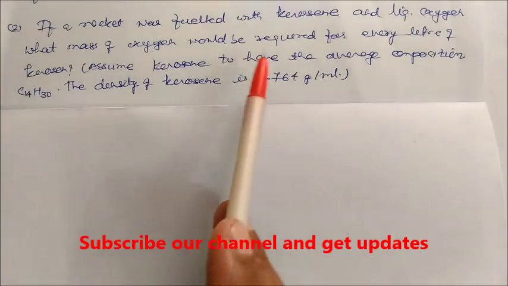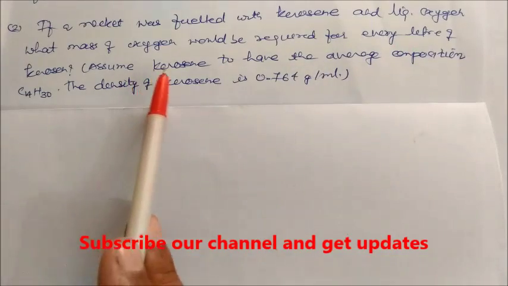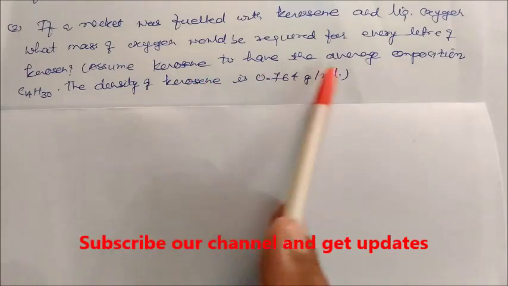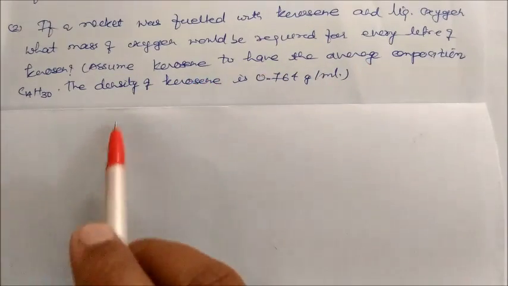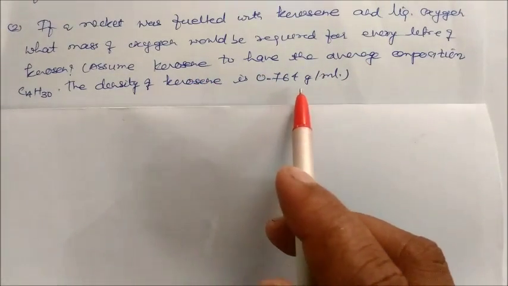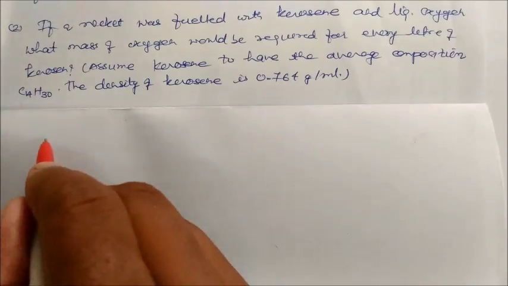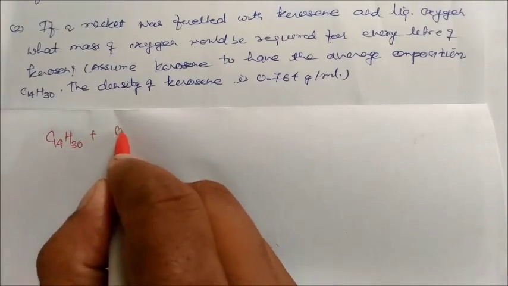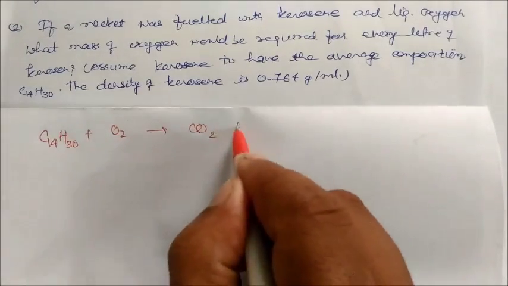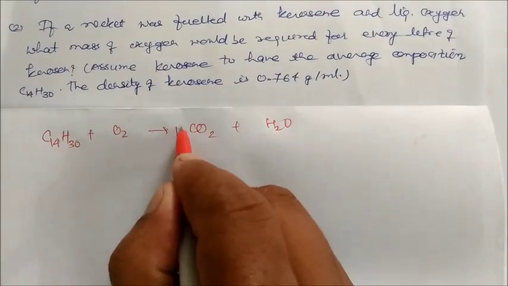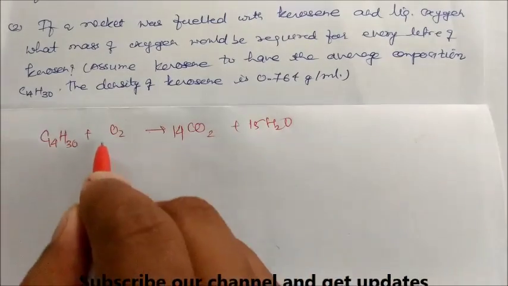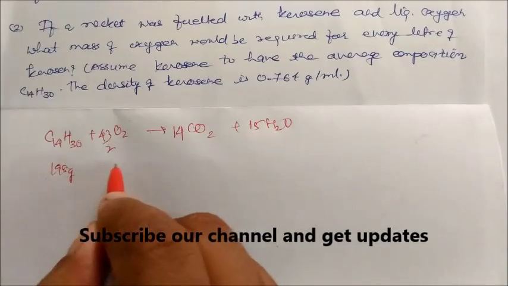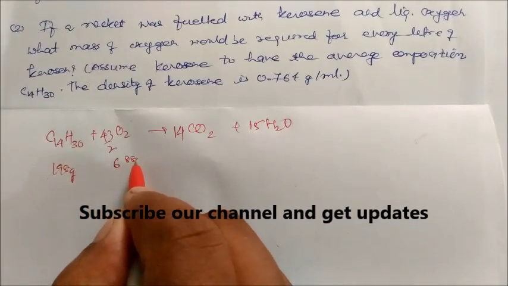If a rocket was fueled with kerosene and liquid oxygen, what mass of oxygen would be required for every liter of kerosene? Assume kerosene to have an average composition C14H30 and density of kerosene is 0.764 gram per ml. So first you write the equation. C14H30 reacts with oxygen to give CO2 plus water. Balanced, it becomes 14 CO2, 15 H2O and 43 by 2 O2. And the mass of this is 198 gram and the mass of oxygen is nothing but 688 gram.